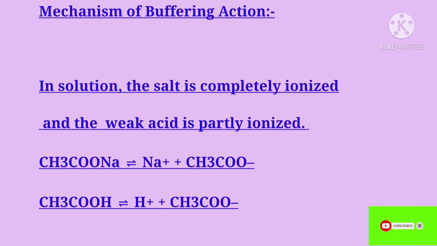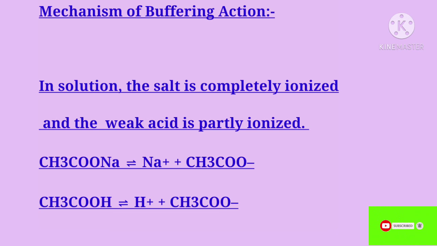The buffering action of an acidic buffer: in this solution, the salt is completely ionized and the weak acid is partially ionized. CH3COONa is an equilibrium reaction. It divides into the ions Na plus and CH3COO minus. And acetic acid divides into H plus and CH3COO minus. So we have the weak acid and the salt of a strong base, where the salt is Na plus and CH3COO minus.